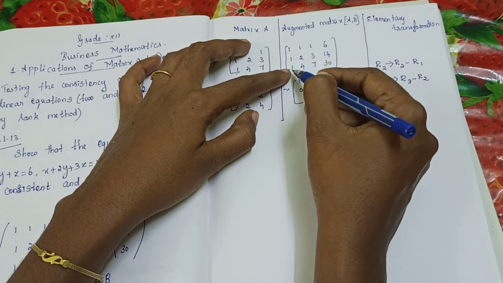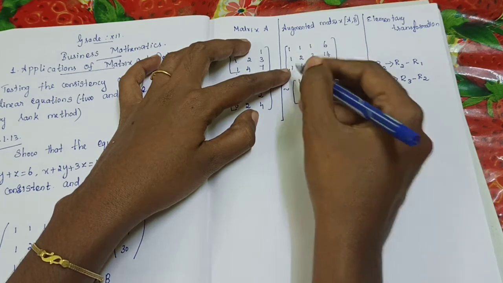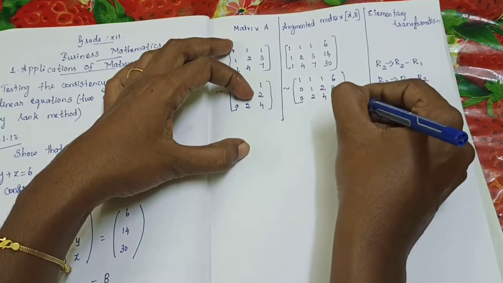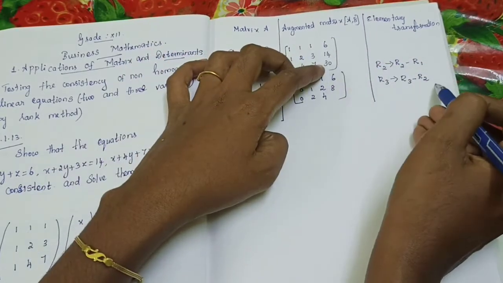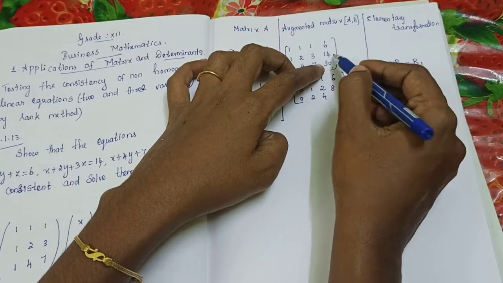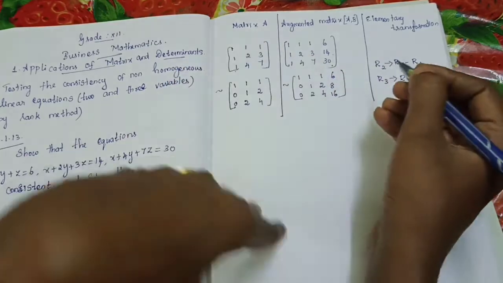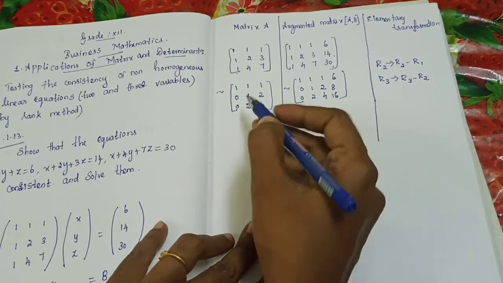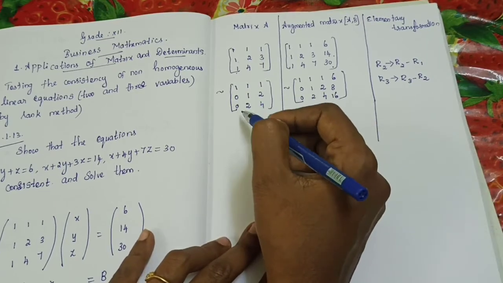Then next, R3 minus R2. So R3 is 1 minus R2, so 1 minus 1 is 0. Next element 2, next element 4. The last entry alone you need to find. R3 minus R2: 30 minus 14 means you will get 16. Am I right? Yes.